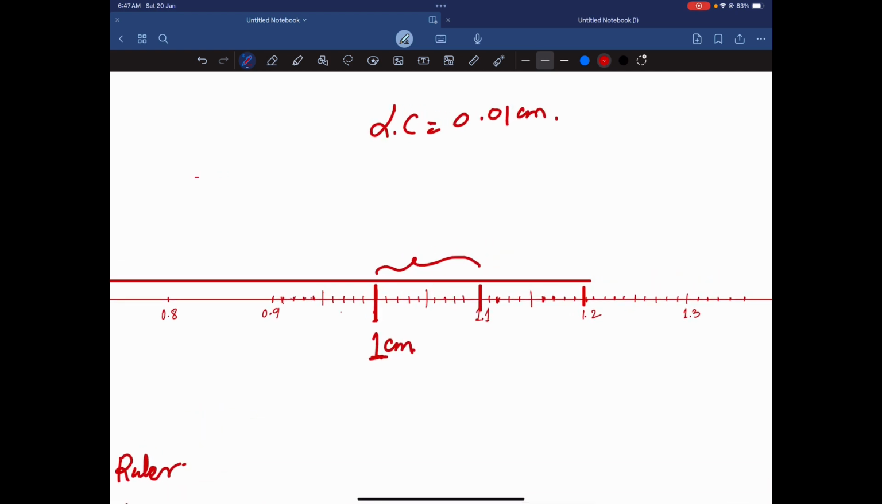Now you did the measurement. This is your thread now. Now what will you say the value is? Now its value, as you can see, is slightly more than 1.2. Let's say it's 1.21.